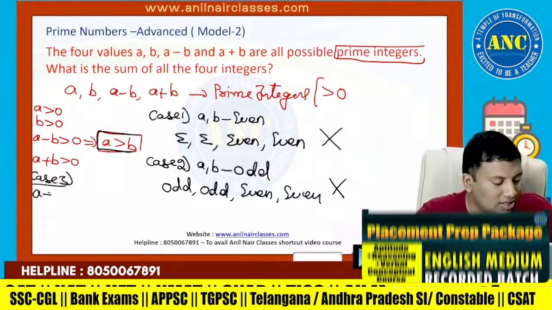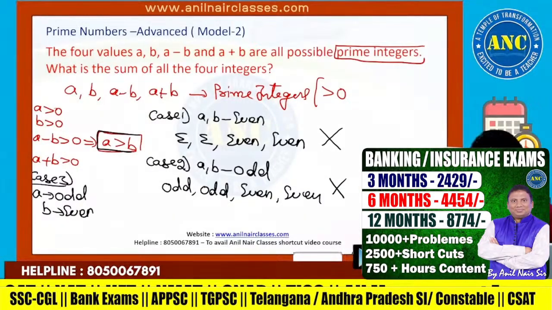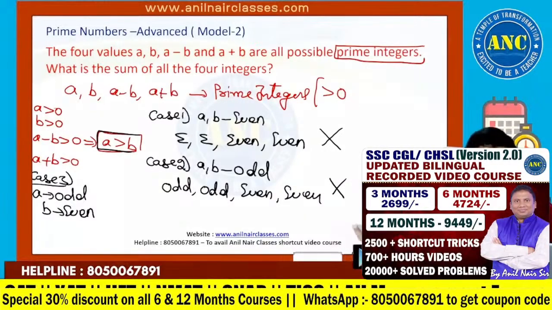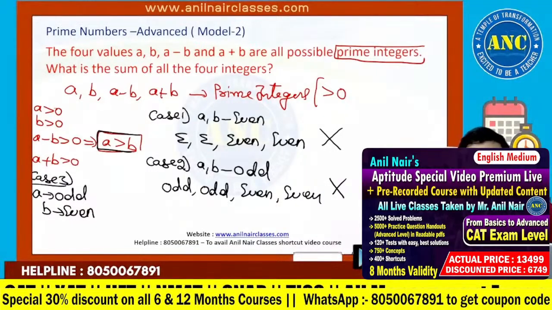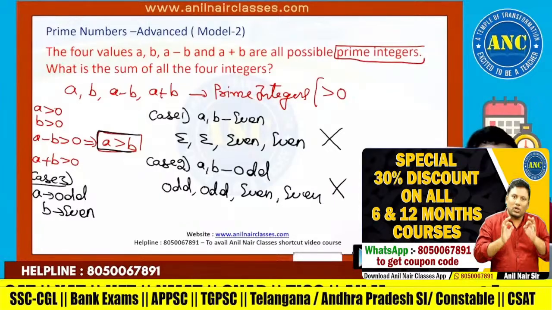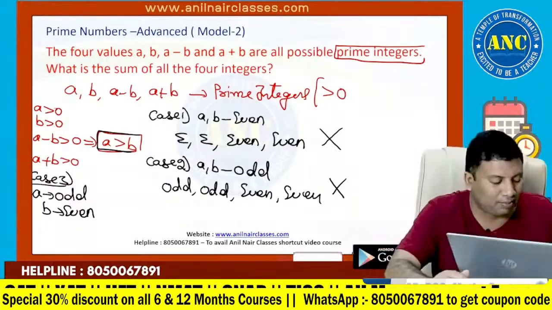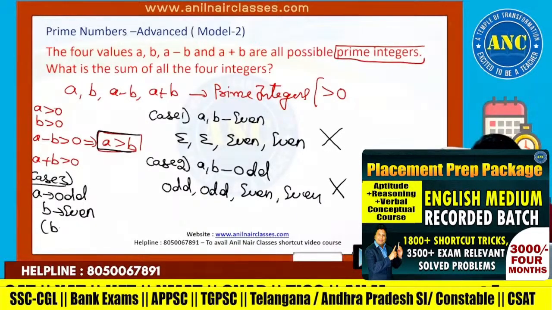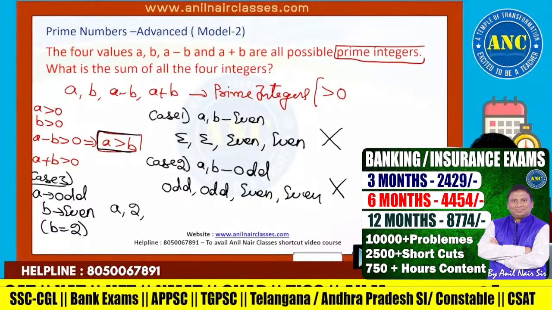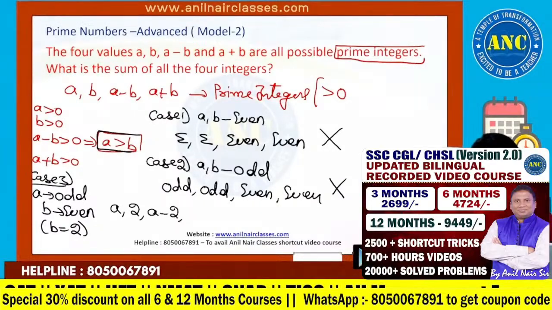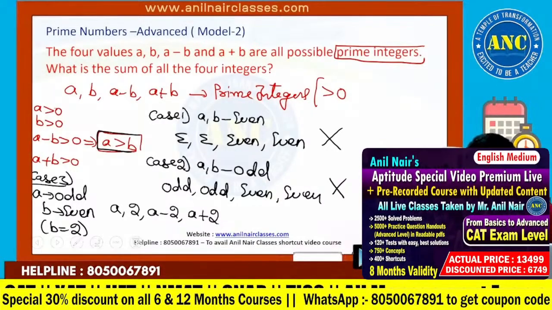So this is nothing but A odd and B even, because any prime number greater than 2 is an odd number. You cannot take A even and B odd, because there is no even prime number greater than an odd one. After even, only odd numbers start in the set of prime numbers. A is odd, B is even. The only case is B is 2. So A, 2, A minus 2, and A plus 2.